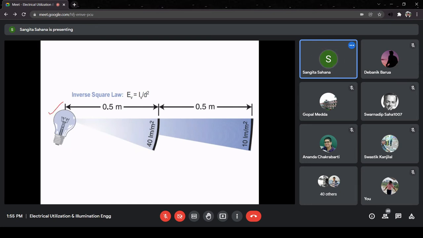Okay, so this is my source. If this distance is 0.5 meter, and here if I get 40 lux, at another 0.5 meter further away we will get 1/4, right? R squared, so we will get only 10 lumen per meter square. So E is I by D square.